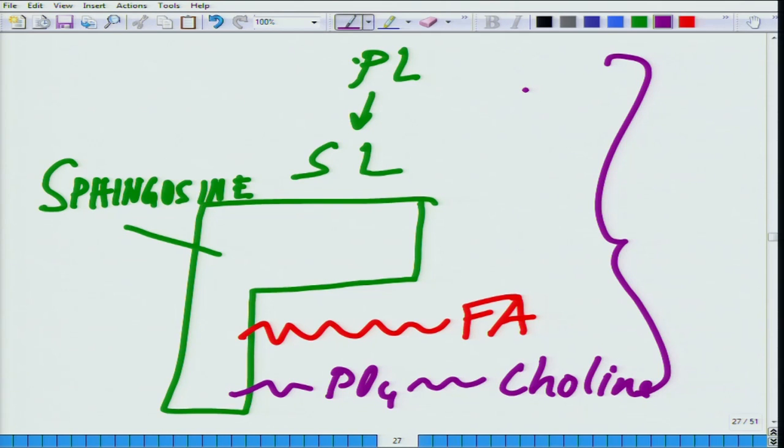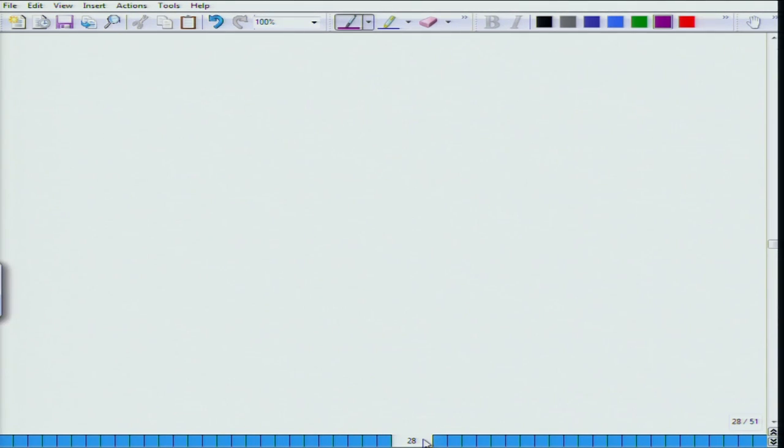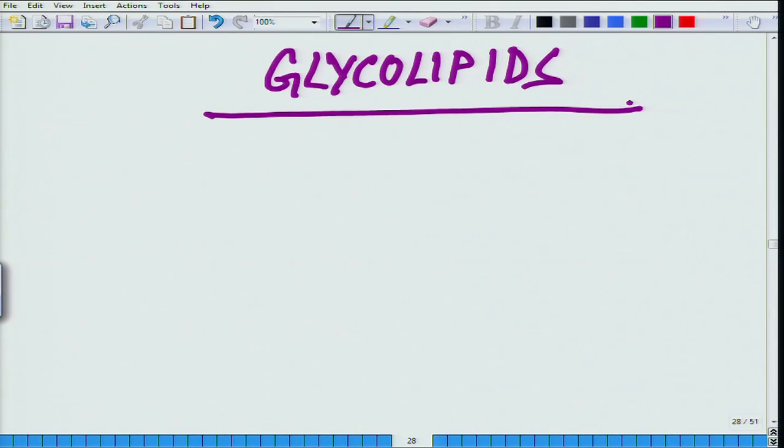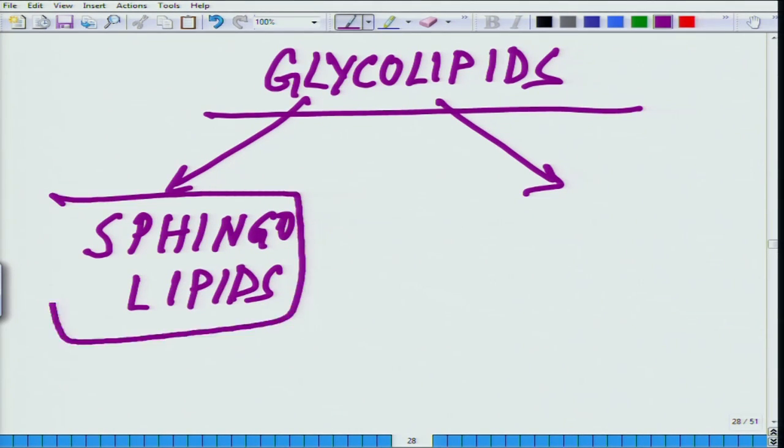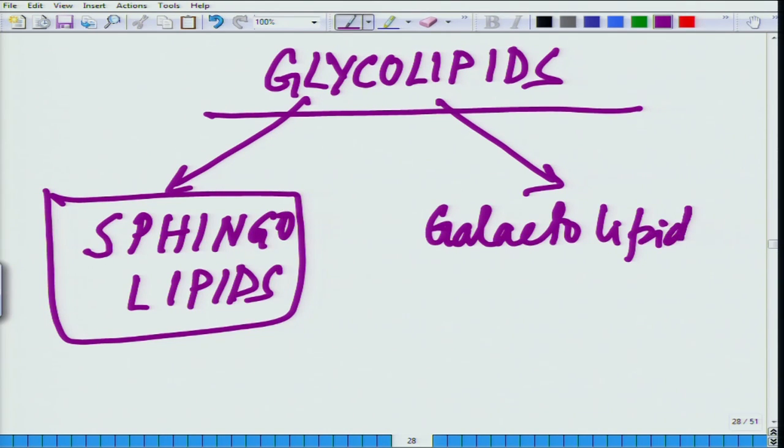into it. Okay. From here, we will move on to the second class under the broad heading, called glycolipids. I told you there are two classes. One is the phospholipids and another is the glycolipids. Within the glycolipids, you again have two classifications we talk about. One is the sphingolipids. The very moment you hear this term sphingolipids, you can pretty much blindly accept that there will be a sphingosine moiety. And then you have galactolipids or sulfolipids.